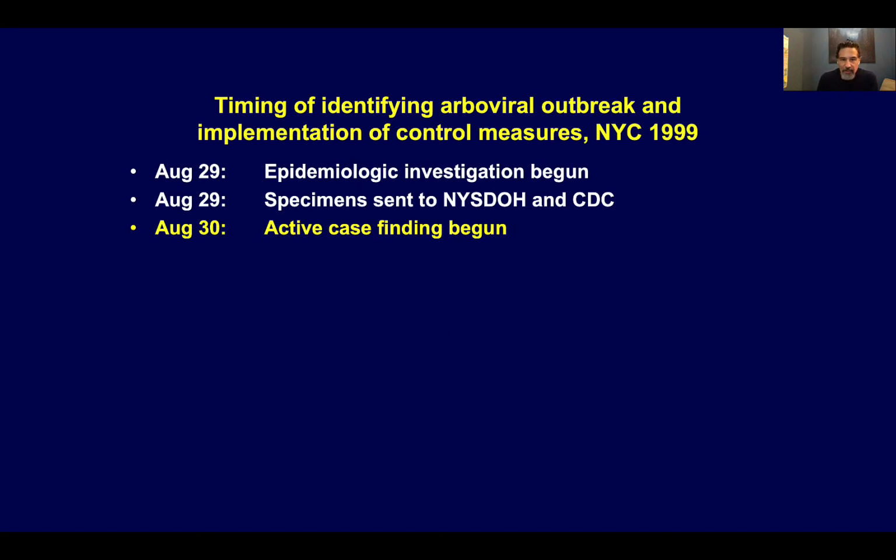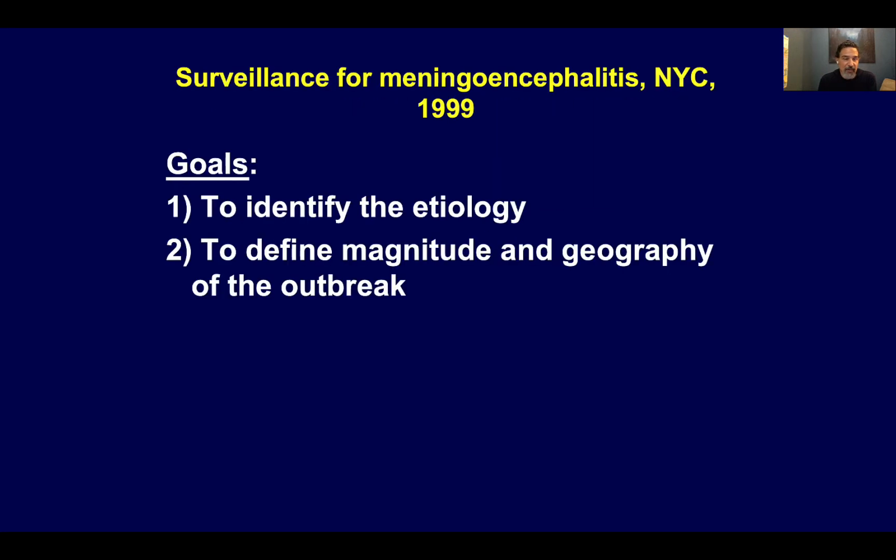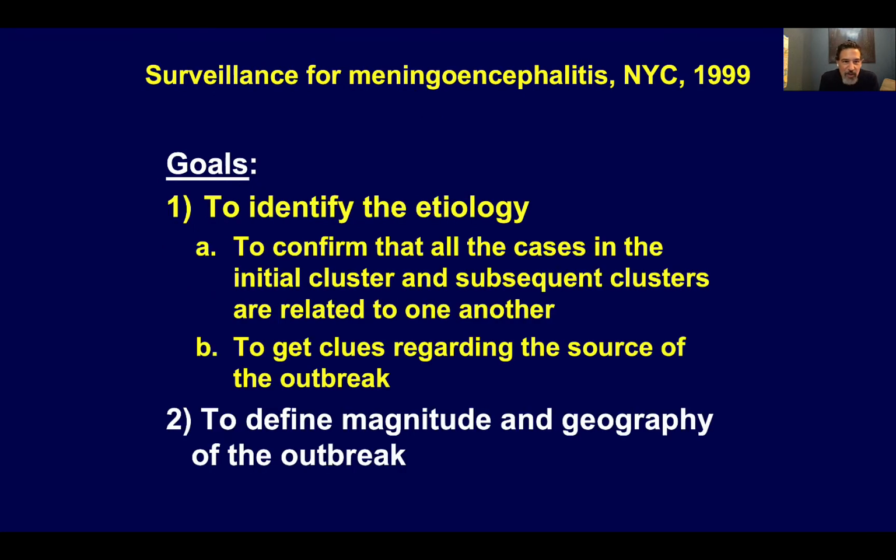So naturally, the health department wanted to look for more cases and to understand the extent to which there were any more cases around the city. The goals of this part of the surveillance are really to identify the cause of the cluster, the cause of the outbreak, and also to define the magnitude and geography of the outbreak. To identify the cause of the outbreak, it really comes down to trying to confirm the extent to which all of the cases in that initial cluster of 8 and any subsequent clusters or subsequent cases are related to one another and not different causes, different etiologies. And also to get clues regarding the potential source of the outbreak.